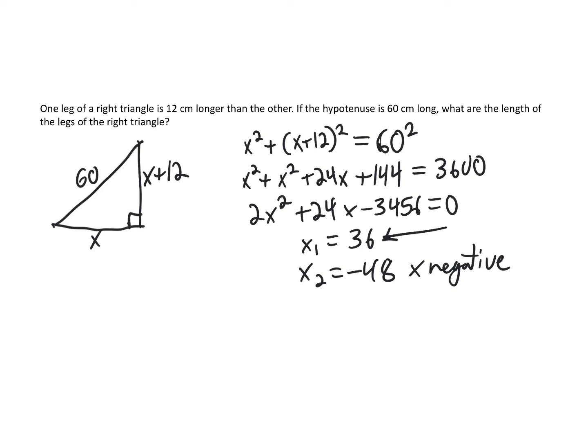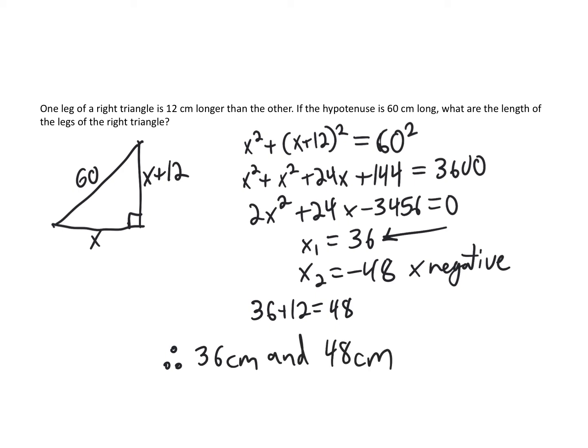But if you take that 36 and you add 12 to it, you get the 48. You'll see this kind of symmetry happen quite often with geometry questions. So the final answer would be 36 centimeters and 48 centimeters.